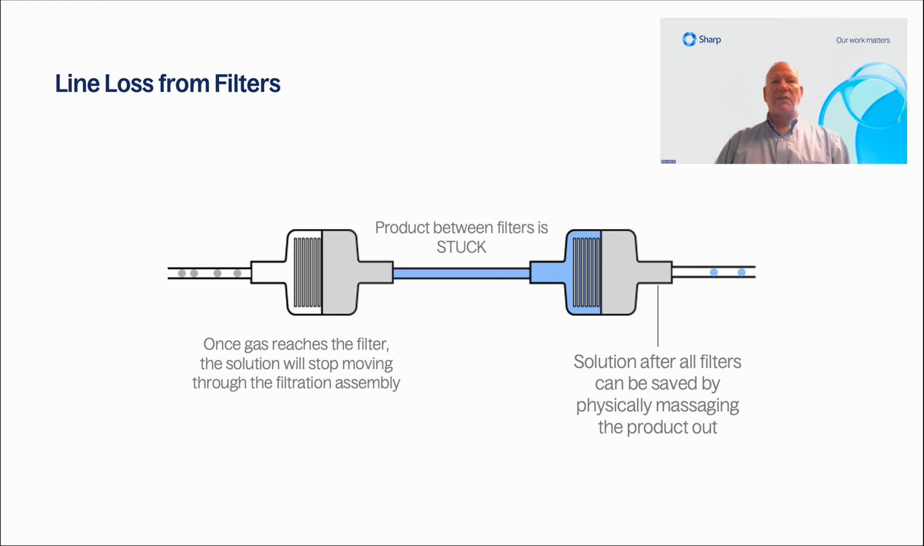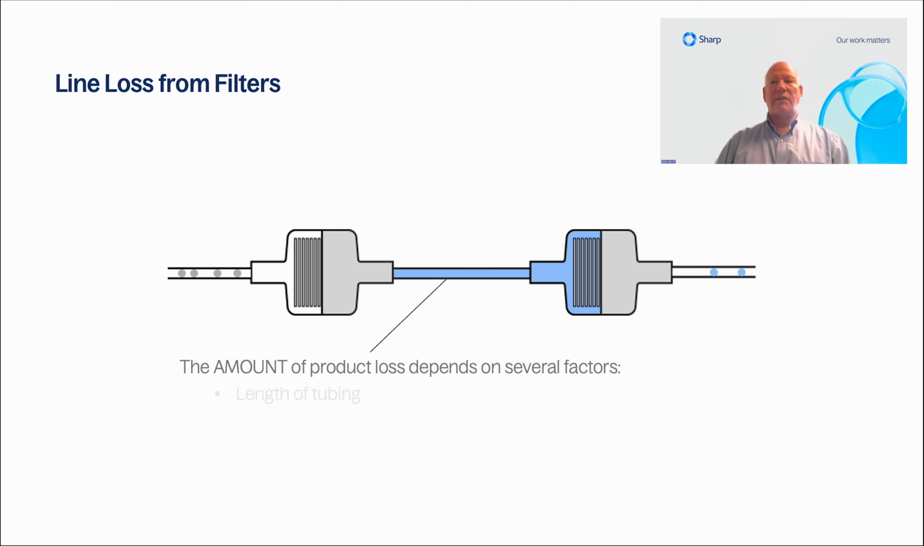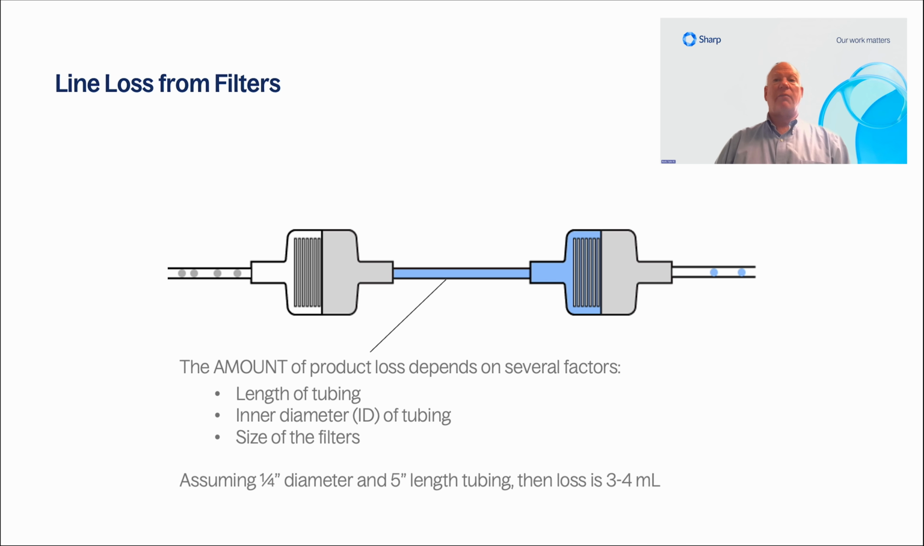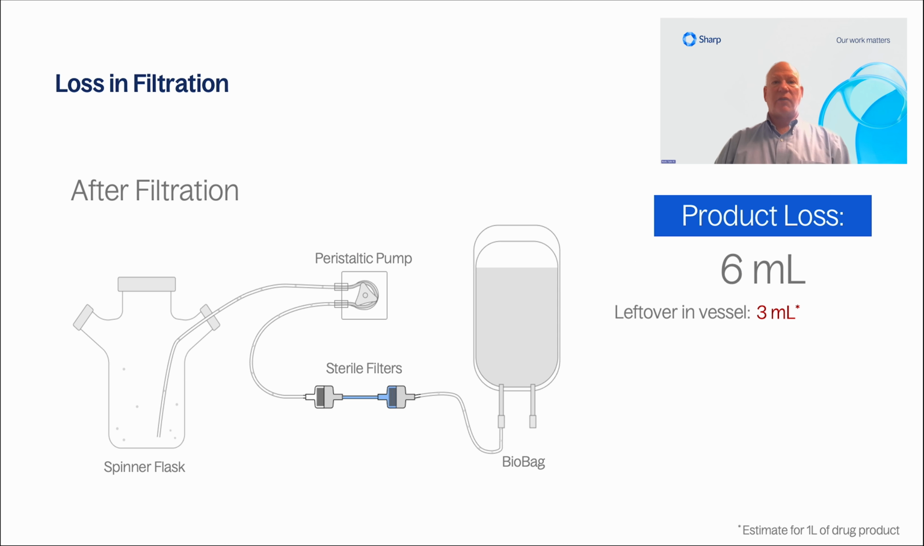The amount of volume that is lost between the filters depends on the length of the tubing, the inner diameter of the tubing, and the size of the filters. But if the diameter is 1/4 inch and approximately 5 inches long, then you're looking at around 3 to 4 mL of product loss. A significant volume of solution will be stuck in the filters. This is called filter holdup and is generally the greatest source of product loss in either formulation or filling processes.